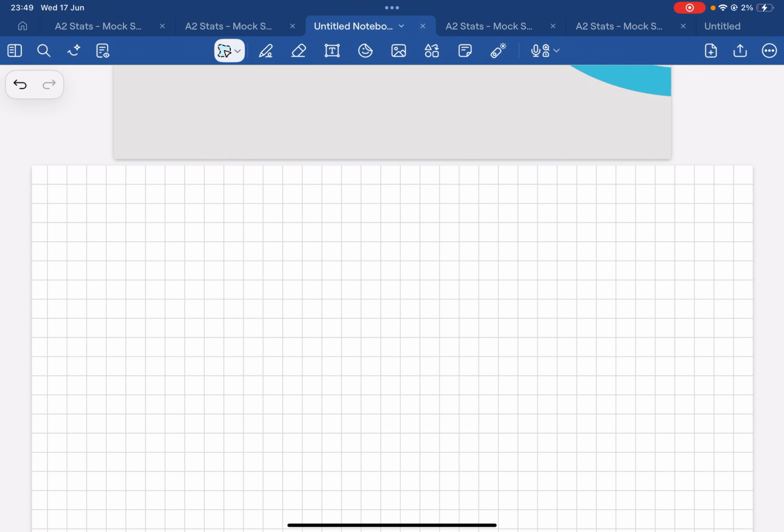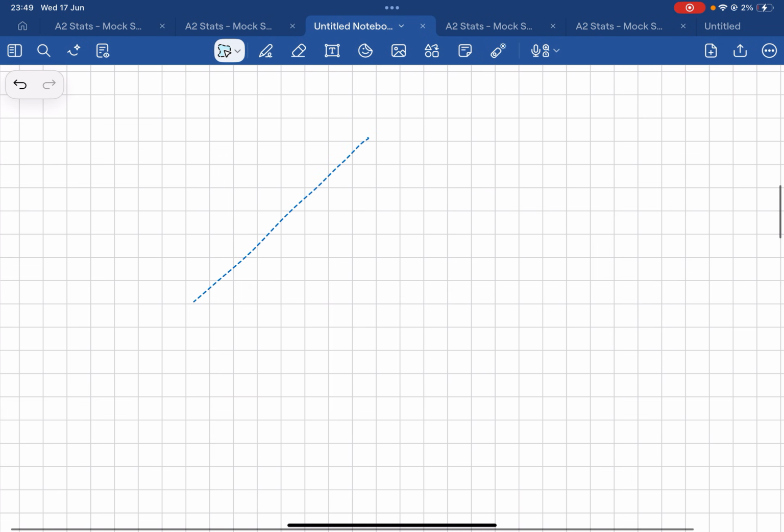Yes guys, today we're going to be going through the year 2 force diagrams from A-level maths. So we're going to start off simple with just an inclined plane.